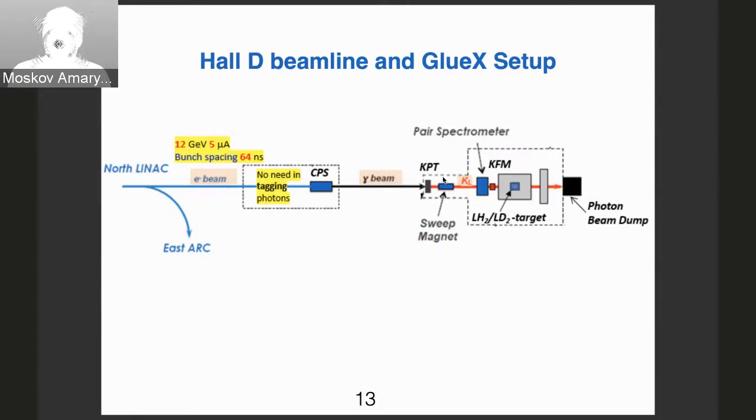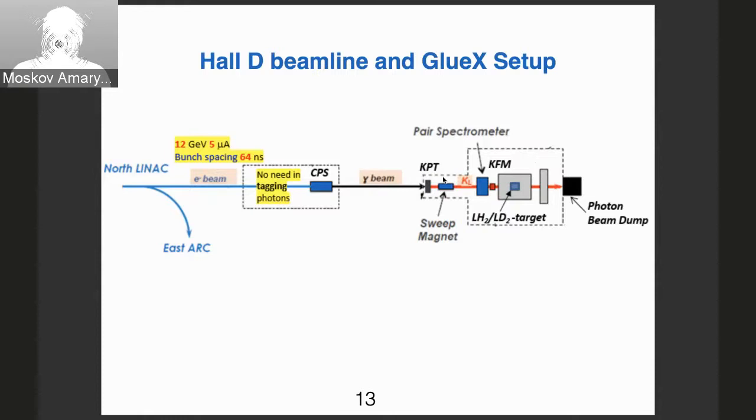So here we have electron beam, 12 GeV, 5 microampere, which is a very intensive beam. I should remind you what Stuart was talking yesterday, that not everybody realizes that CEBAF is an extremely high intensity beam. So this is a revolution which will happen in spectroscopy. So we have 12 GeV, 5 microampere, hitting a 10% radiation length target, and we produce photons.